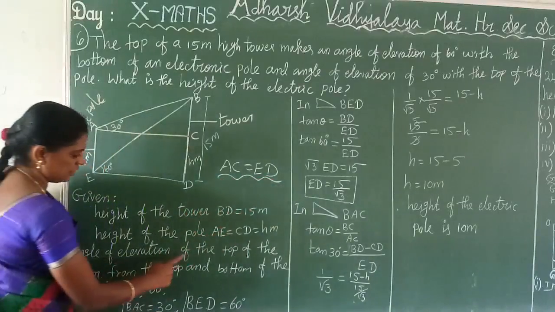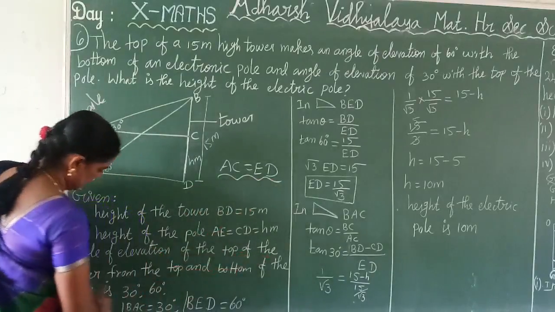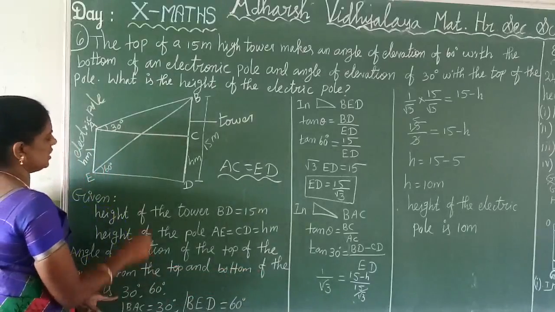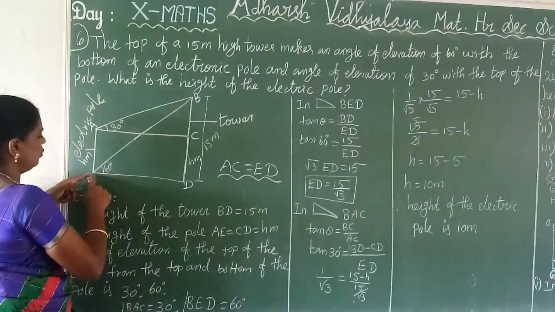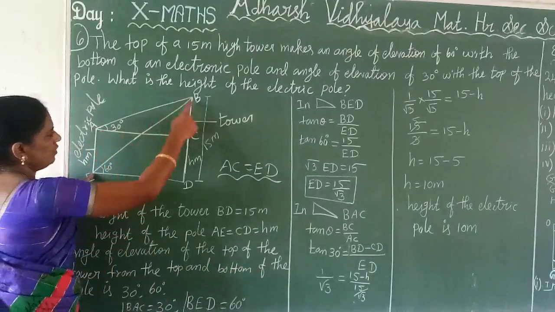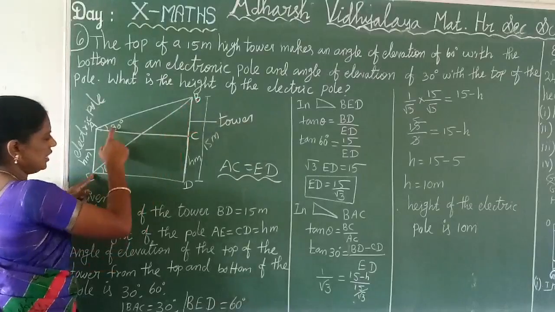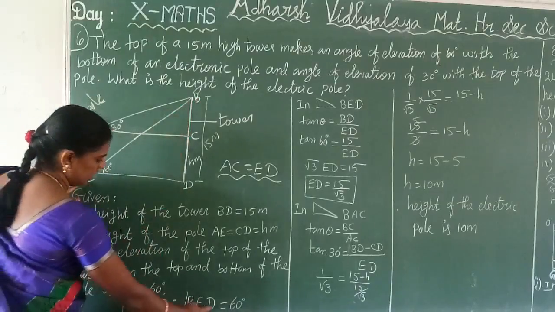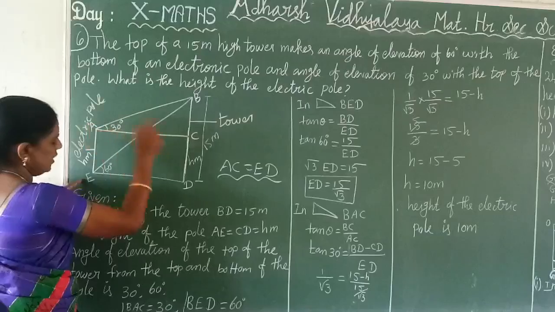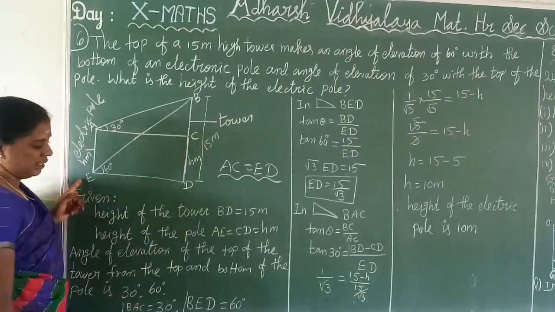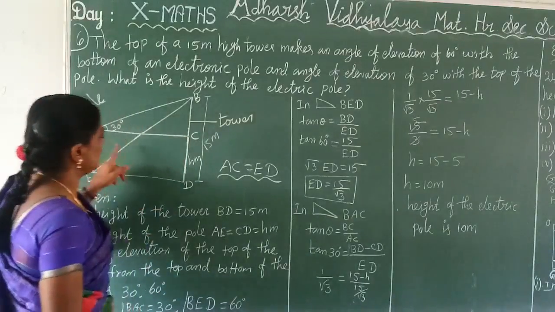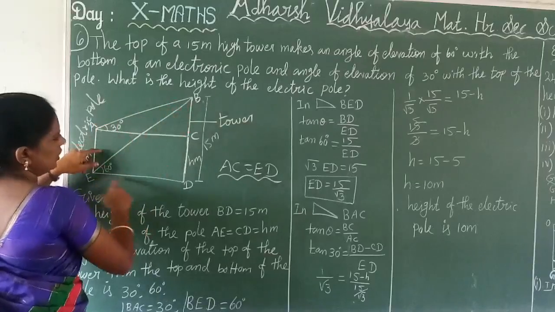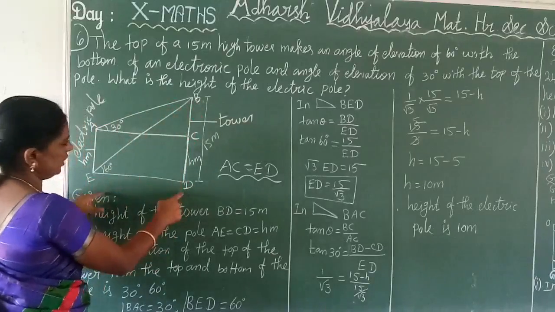Next, the angles of elevation of the top of the tower from the top and the bottom of the pole are 30 degrees and 60 degrees. The bottom of the electric pole makes 60 degrees with the top of the tower, and the top makes 30 degrees. How do we write it? BED is 60 degrees. BAC is 30 degrees. Clear? Next, triangle BED you choose first.